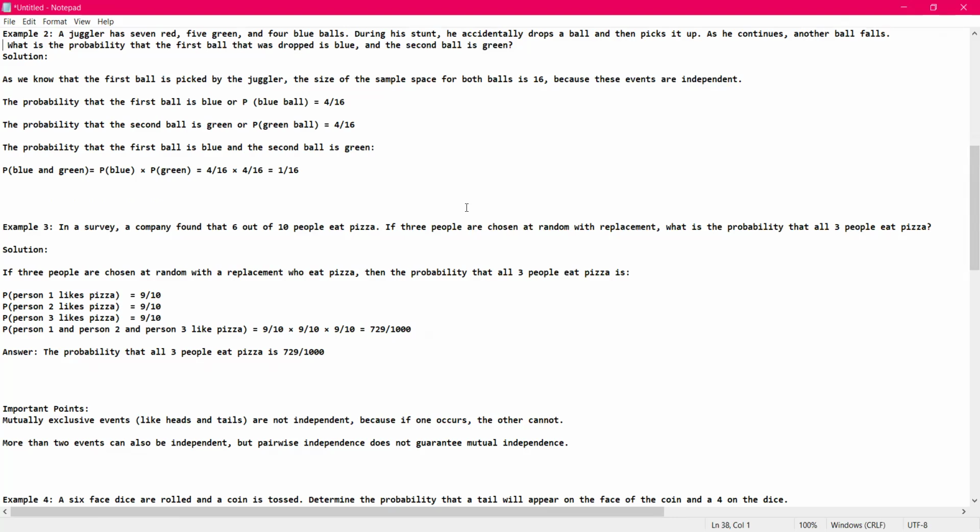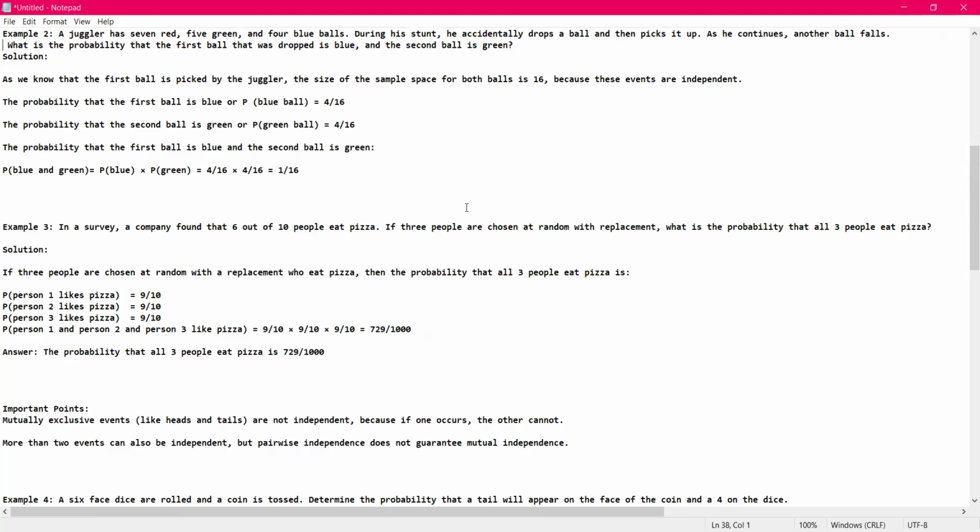So now we will see if 3 people are chosen at random with replacement who eat pizza, then the probability of all eating pizza is. Suppose 10 people are there. Suppose they are taking 3 people randomly and they should eat pizza. So the probability of person one likes pizza means 9 by 10, because out of 10 we are picking only one. How many are left? Nine left.